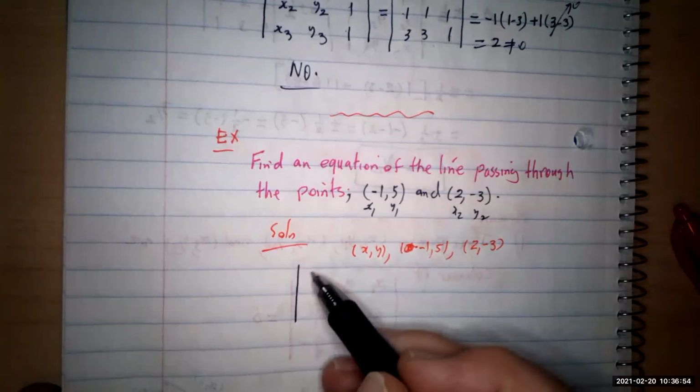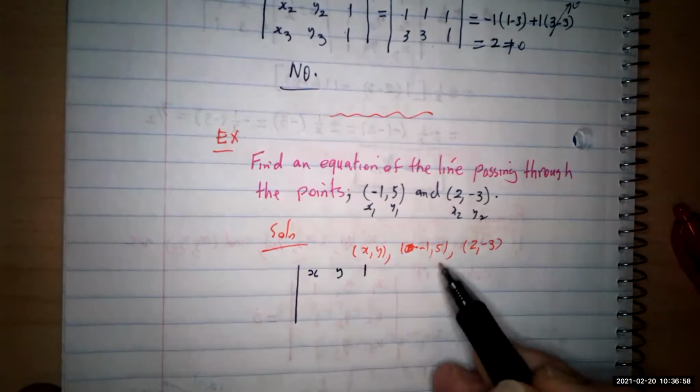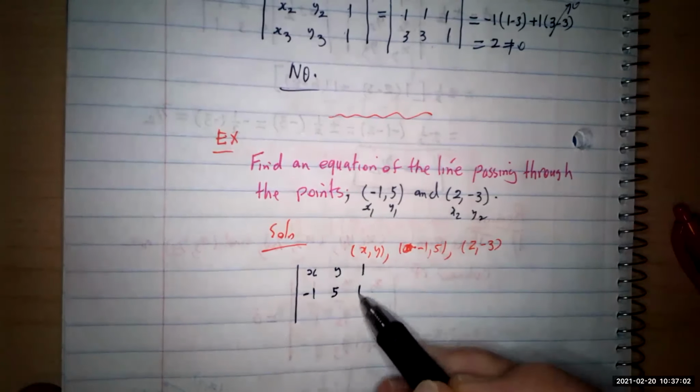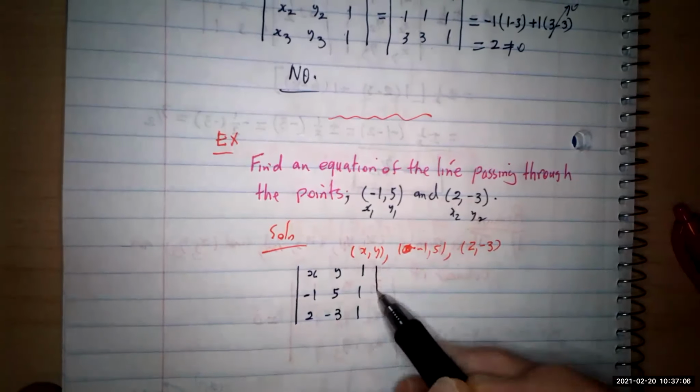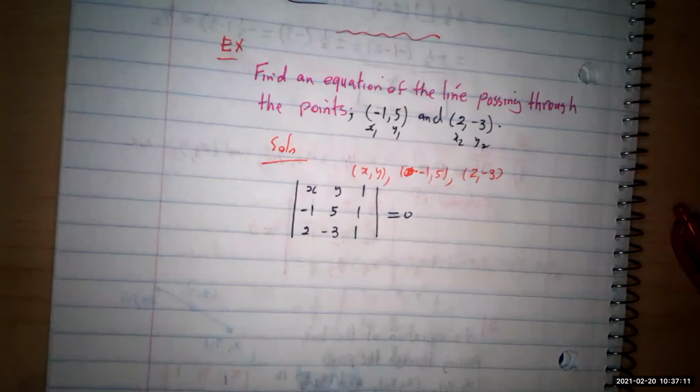Okay, so you go with your first point, x, y, 1. The order is not important, of course. It's -1, 5, 1, and the 2, -3 and 1. Since they are going to form a straight line, they are collinear. That's it.